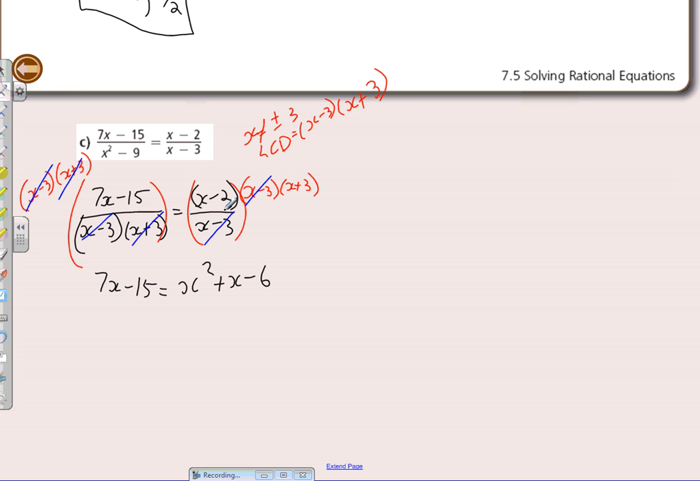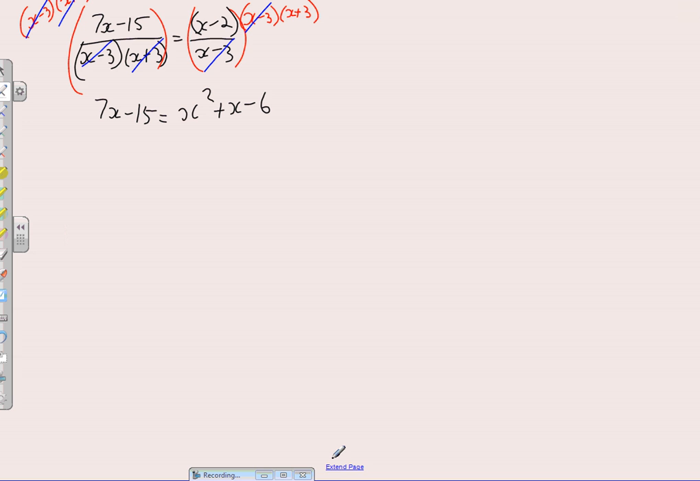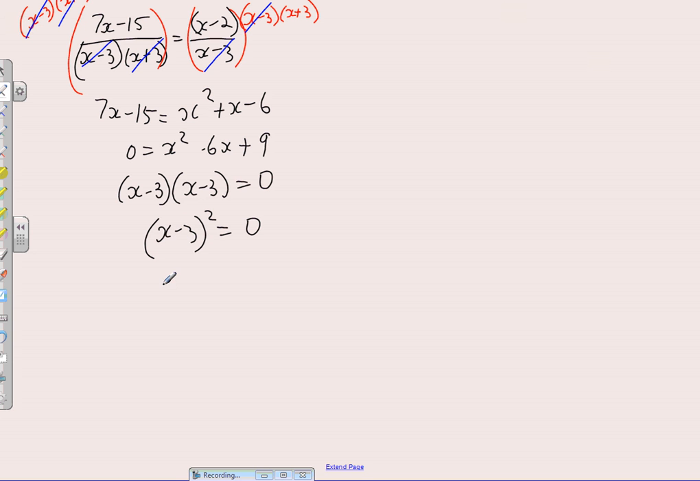Got a quadratic, equate to 0 and factor. Move it to where the x is positive. 0 is equal to x squared minus 6x plus 9. And then factor. So then (x minus 3)(x minus 3) is equal to 0. Those are the same, so really (x minus 3) squared is equal to 0. So then I can say x minus 3 equals 0, so x is equal to 3.